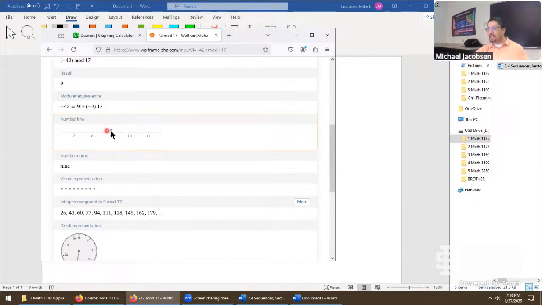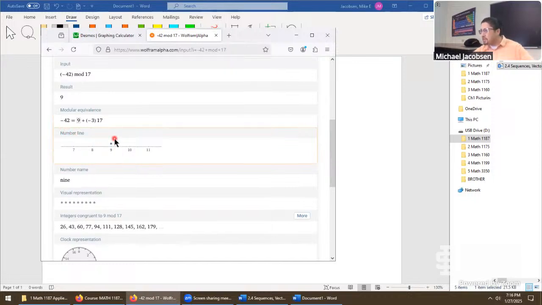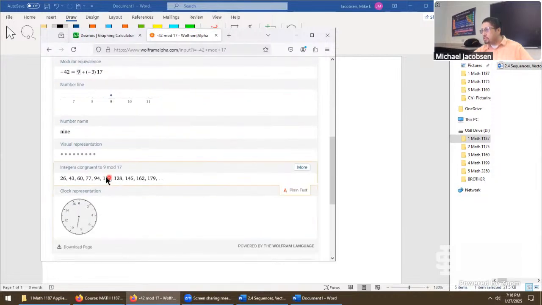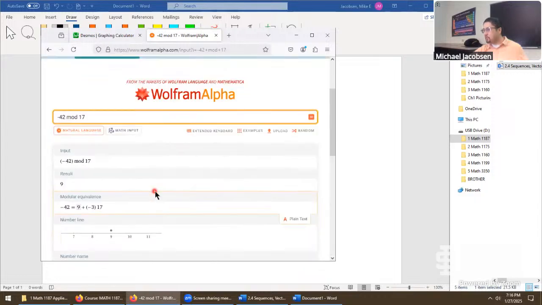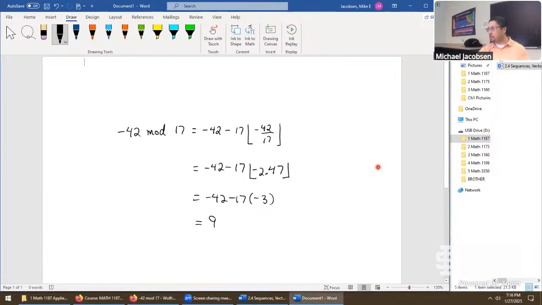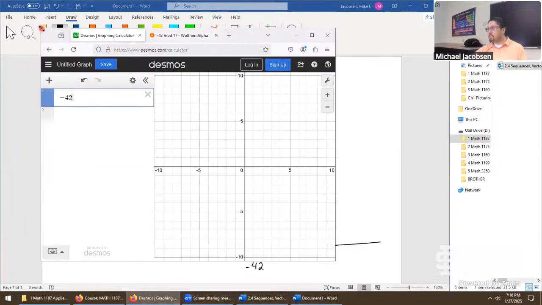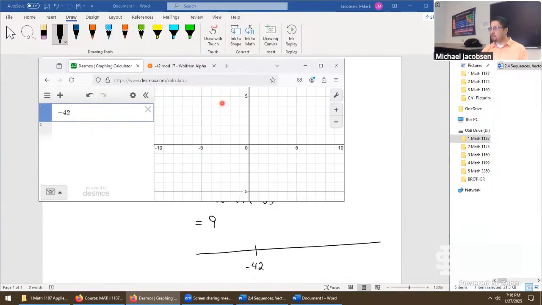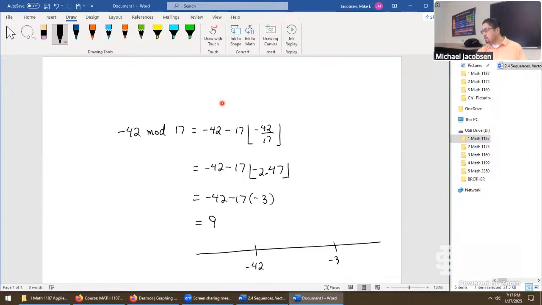And I think this is what they're trying to express here with the number line. Maybe? No. Integers congruent to 9 mod 17. That doesn't really help us. Well, our author's explanation on why 9 goes like this. So here's negative 42. And if we start looking at multiples, let's say negative 17 times 2, we're at negative 34. And we're doing mod 17. We got a 9.